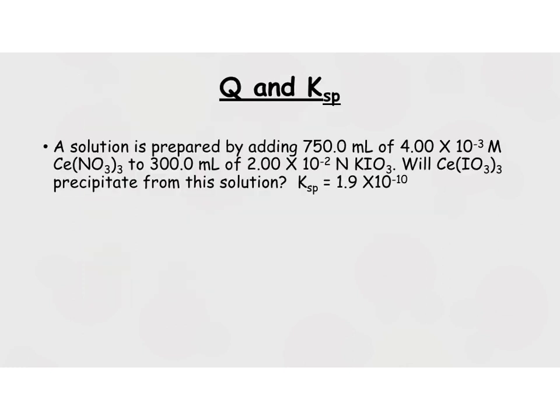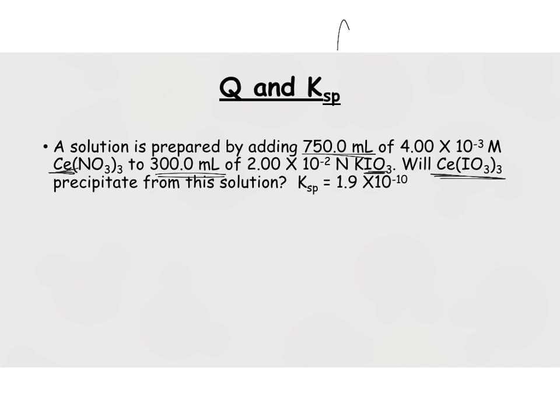All right, so in this example, we need to look at Q in order to determine if the CeIO3 is going to precipitate. Okay, so in this case, because we are adding two different solutions together, that's going to change our concentration because we're changing our volume here. So you need to recalculate your concentrations for both Ce and IO3. So that'd be step one here.